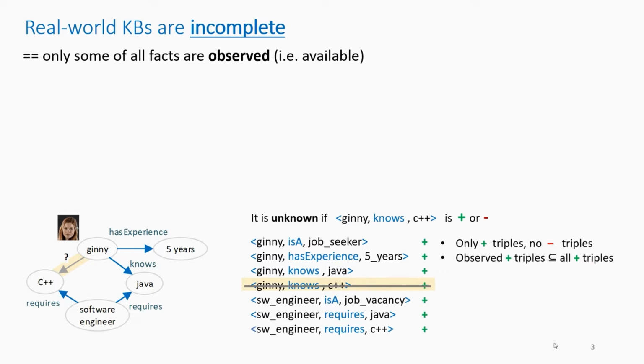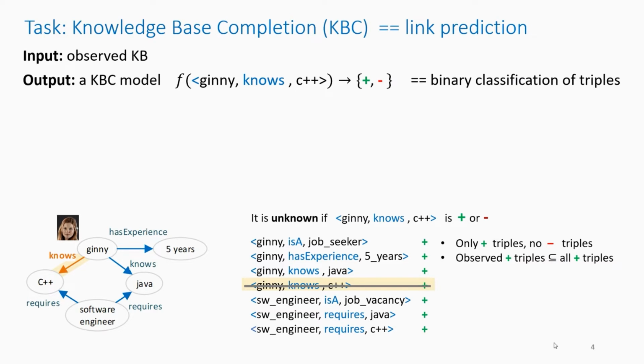So in our example knowledge base, we might not know that Jenny knows C++. Thus, we might not know whether this triple should be positive or negative. This is where the task of knowledge base completion comes in. Knowledge base completion is also called link prediction and takes as input the observed knowledge base that is available to us and produces a knowledge base completion model, which can predict for any unknown triple whether that triple should be positive or negative. So it's basically just binary classification of triples.